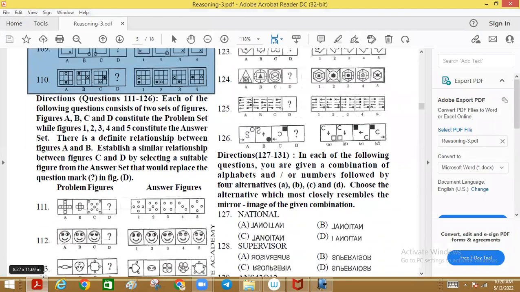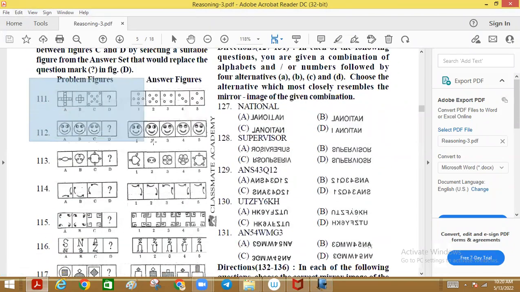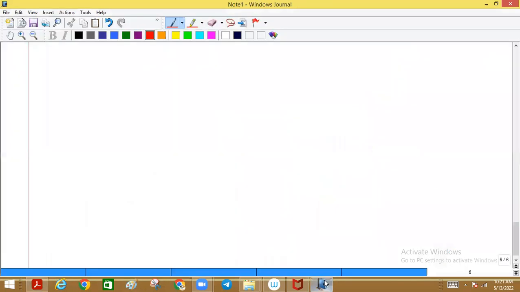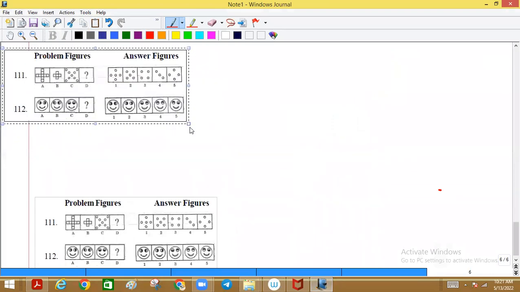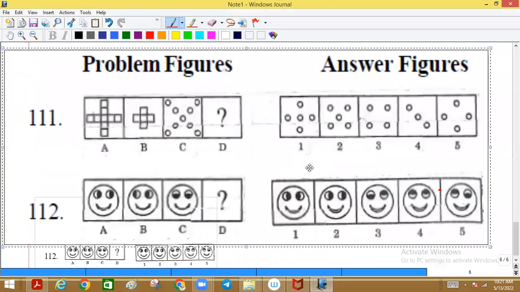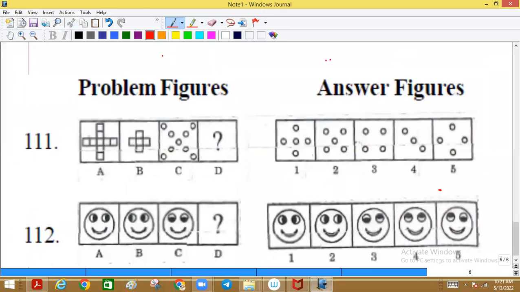Next, analogy. What is analogy? In case of analogy, you first have to establish the relationship between the two given words. After that, you apply the same to the question mark and get the answer, right? See, in this case, what is the relation between A and B? All the 4 sides are removed. Yes or no? In the same way, if you remove all these things, that is your answer. So what is the answer? 2 is the answer. Simple.